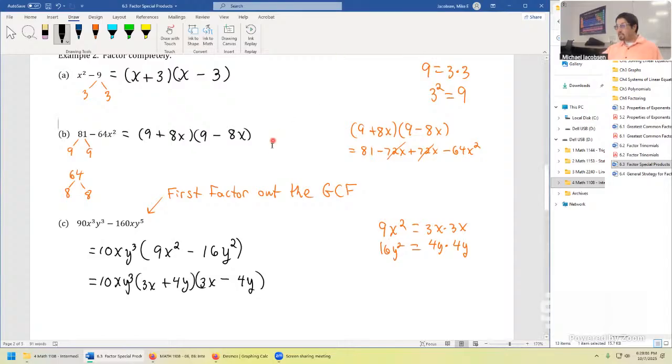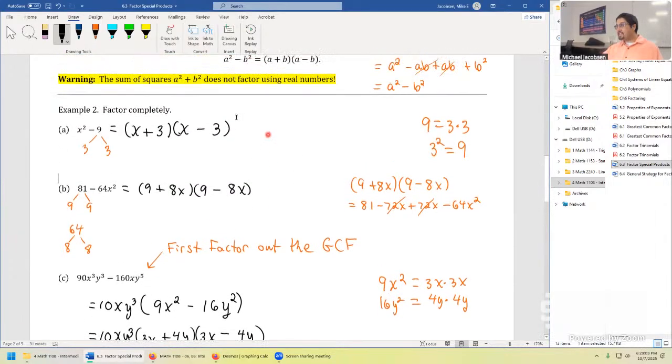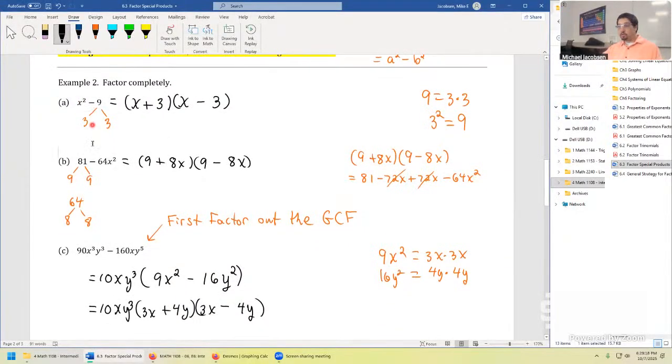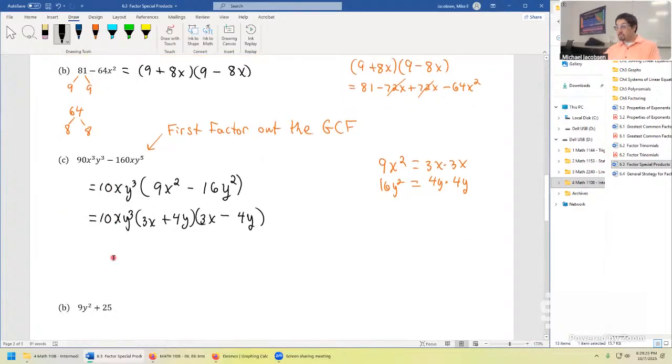Okay, so this is how difference of squares go. And that takes us to the warning. If you see a sum of squares, then that's just the indication to stop, say not factorable, because there's nothing we can do with it. Sum of squares means there's a plus in the middle. So all 3 of these problems were doable only because of the minuses in the middle of these terms.